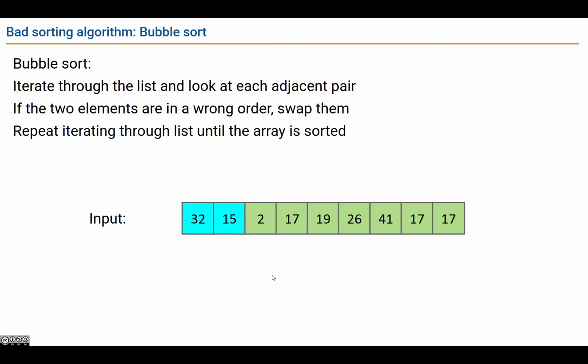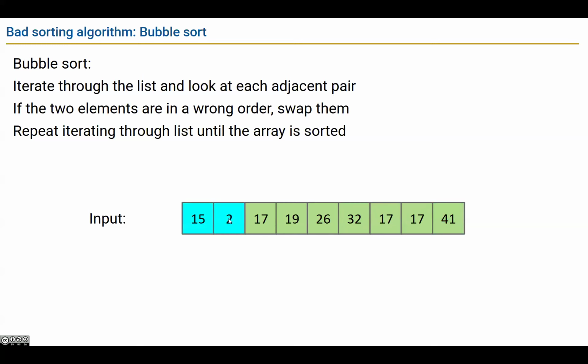We'll look at this 32 and 15. Are they in the wrong order? Yes, so we swap them. Then we take a look at this 32 and 2. Are they in the wrong order? Yes, so we swap them. 32 and 17? Yes. 32 and 19? Yes. 32 and 26? 32 and 41? No, so we just leave those as is. Then 41 and 17? Yes, so we swap them.